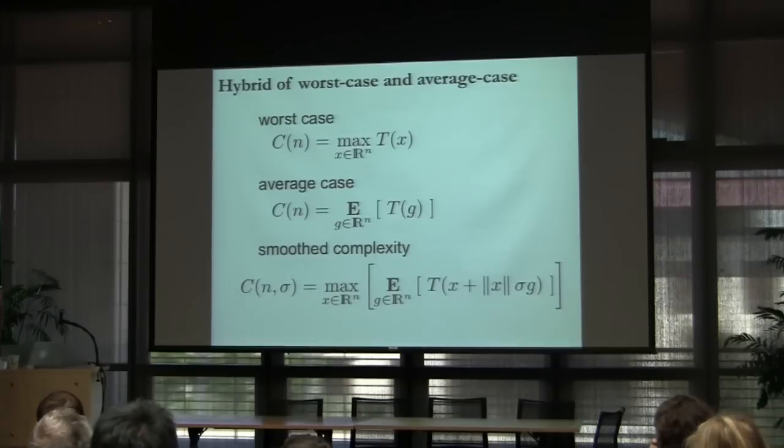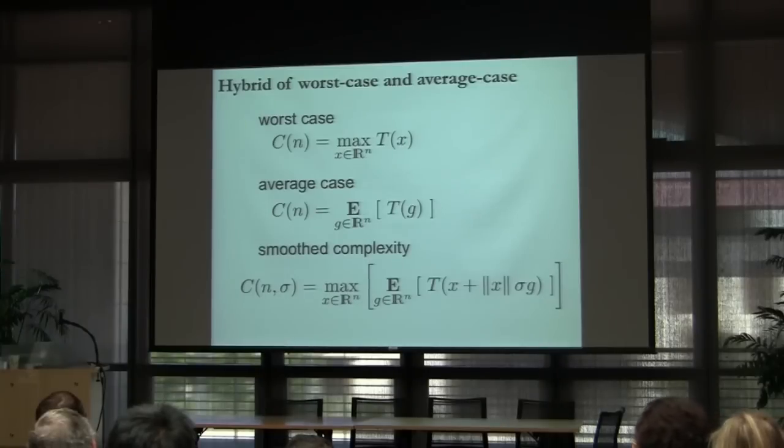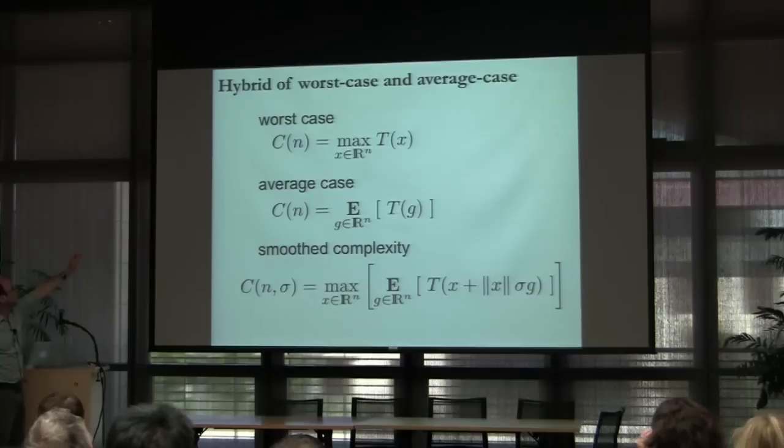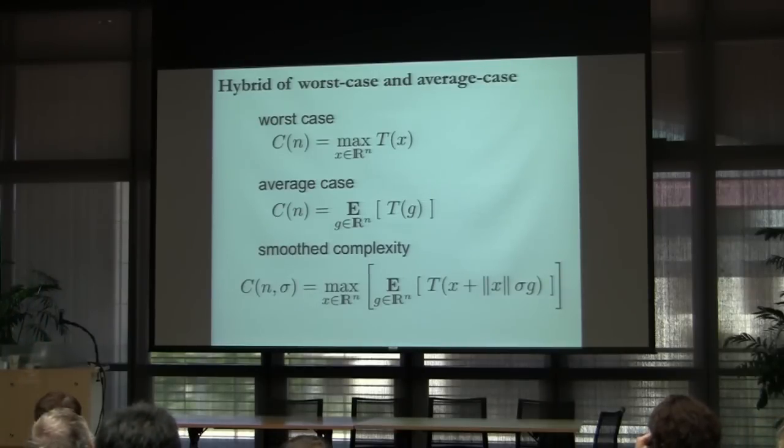So here's one way of formulating it. And I'll think for now of just measuring the complexity of an algorithm. So let's think again of algorithms that will take real number inputs. I'll let t of x be the amount of time it takes an algorithm to run on an input x. So then the complexity function, that is the complexity on inputs of length n, is of course the maximum over all inputs of length n of the running time.